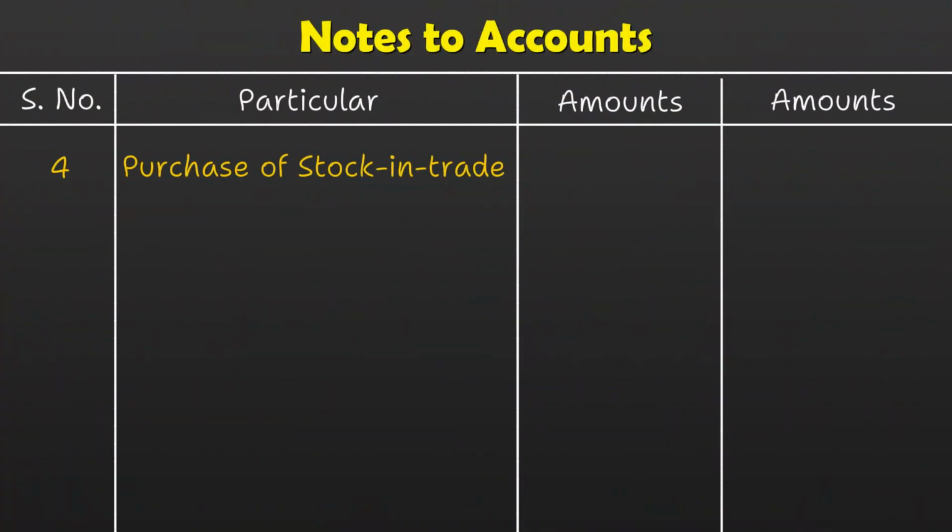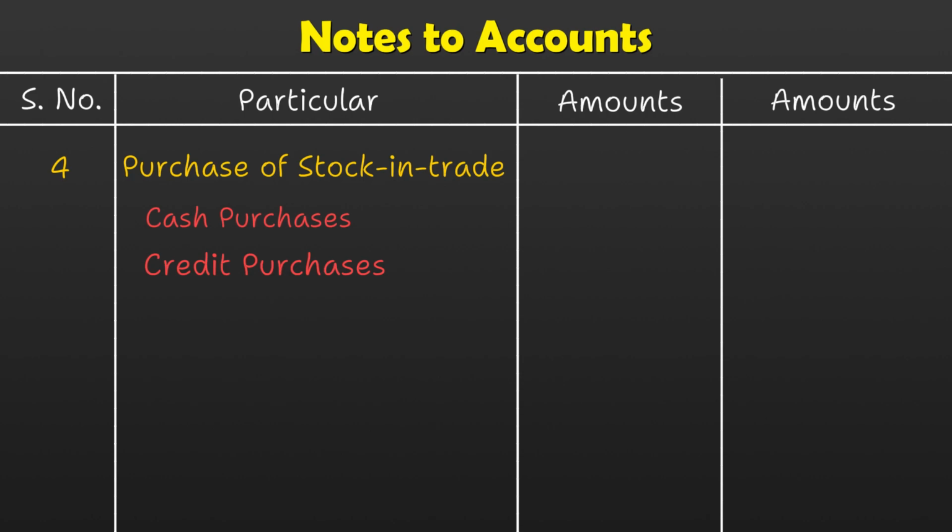Now under the notes to accounts of purchase of stock in trade, again there will be items. The first one is the cash purchases. Obviously the purchases can happen in the form of cash, or else the purchase can also happen in the form of credit, as we can sell the goods in cash and credit. In the same way the goods can also be purchased in the cash form or the credit form. Clear?